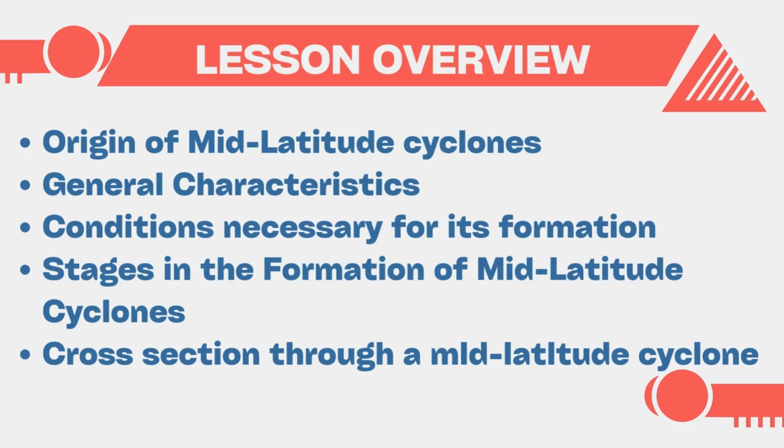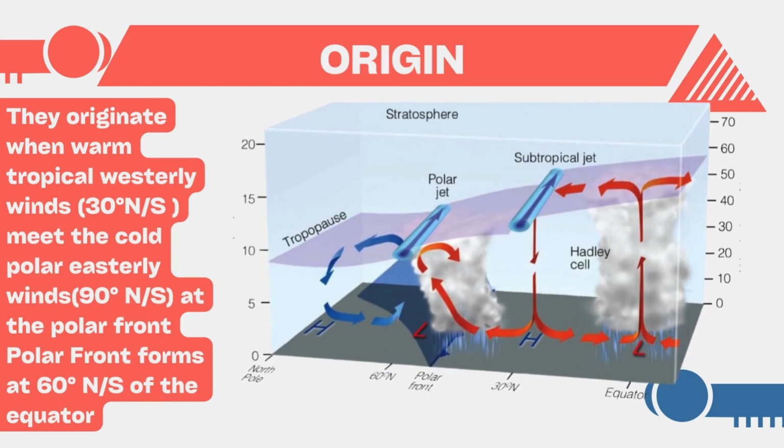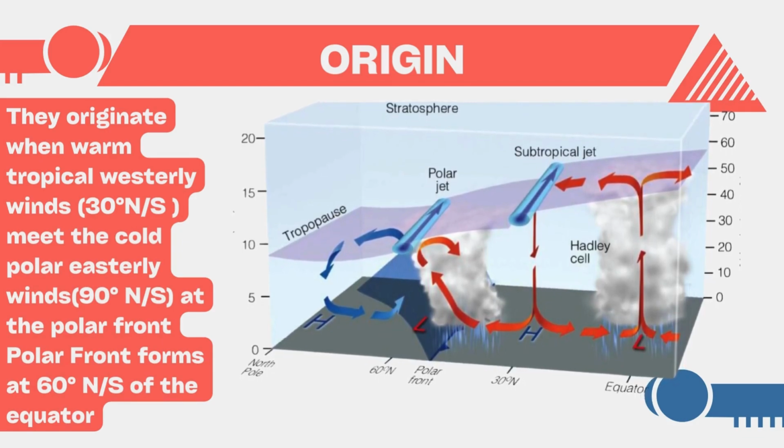Mid-latitude cyclones originate at the polar front, where warm tropical air converges with cold polar air. This clash of air masses creates instability, setting the stage for the development of these powerful weather systems. By understanding their origin, we unlock the key to how they form. Knowing the starting point helps us predict their movement and intensity.